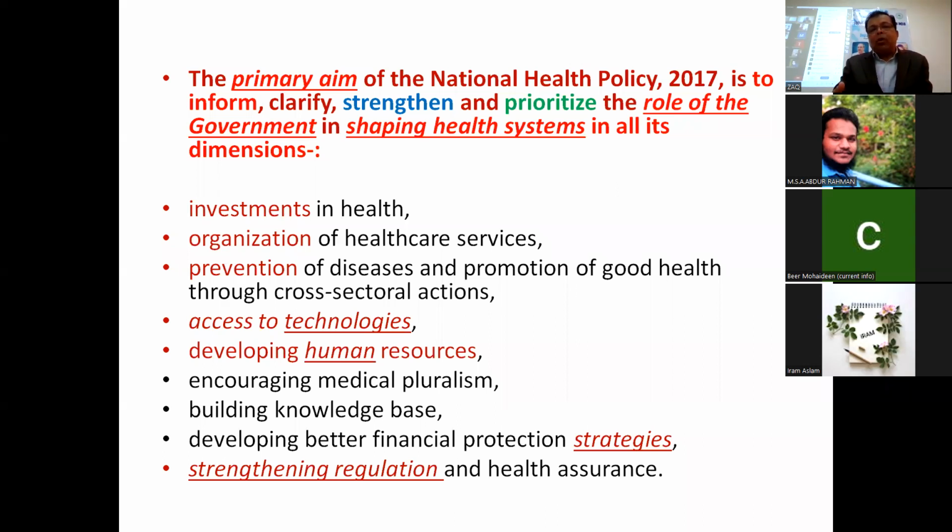And then encouraging medical pluralism. Yes, we all know that medical pluralism has been encouraged. As of today, we can see that there are primary health centers where we have people who are trained not only in the allopathic system of medicine, but also in some of the Ayush related systems of medicine, right? Then building knowledge base. Of course, knowledge base is required, because all these considerations could not be addressed without having proper information, baseline information, right? Then developing better financial protection strategies, something we talked about in universal health coverage. So financial protection strategies and strengthening regulation and health assurance.